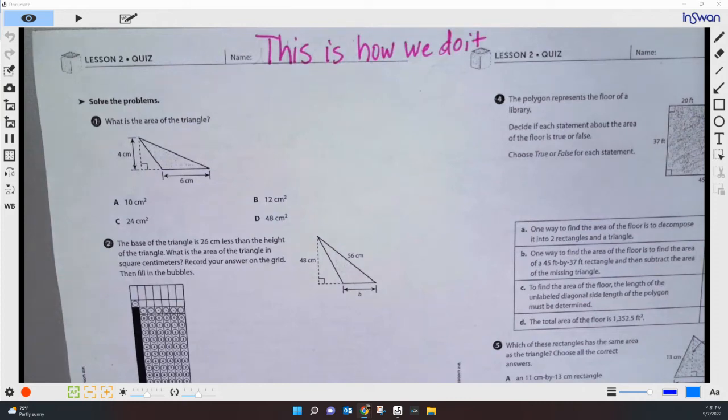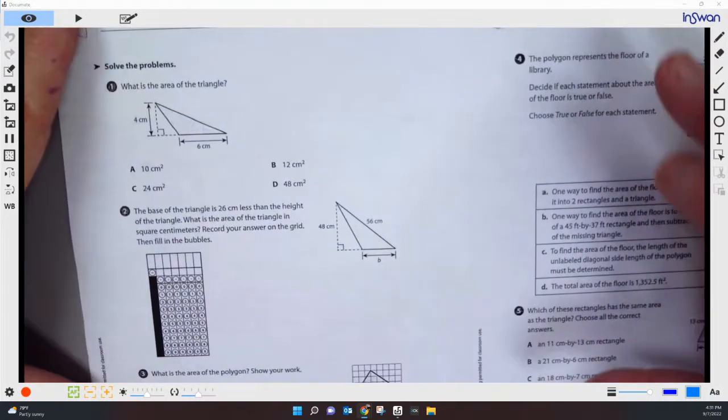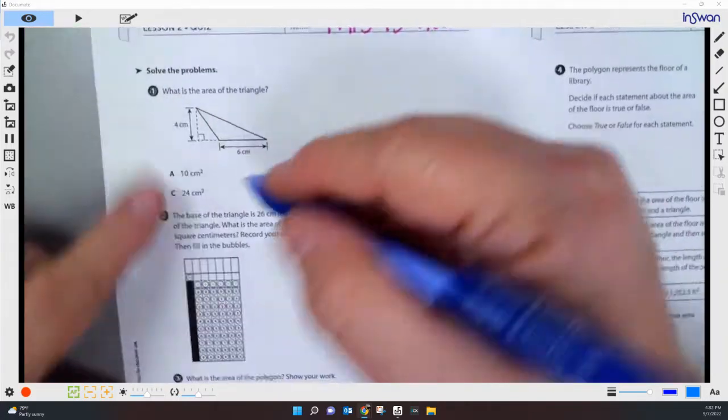All right, beautiful people. So we're going to go over the lesson one and lesson two and lesson three quiz that we worked on in class today. And there's a few things that I want to look at with you, but the most important thing for all that we're doing is understanding when and how we're going to use these formulas.